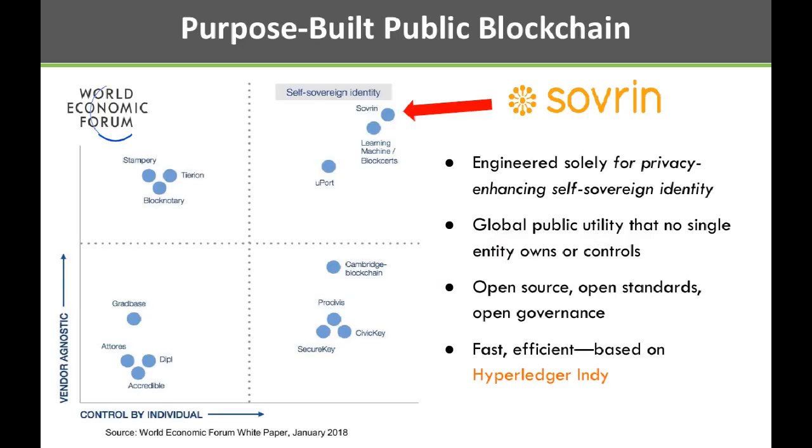This is actually a chart from a World Economic Forum paper back in January that laid out how decentralized or self-sovereign identity is evolving and the different solutions out there. And yes, Sovrin is the most high and to the right, but you'll notice uPort, which is Ethereum-based, and Learning Machine, which wants to be neutral and support multiple DID methods, are there. Again, that's a public white paper you can look up.